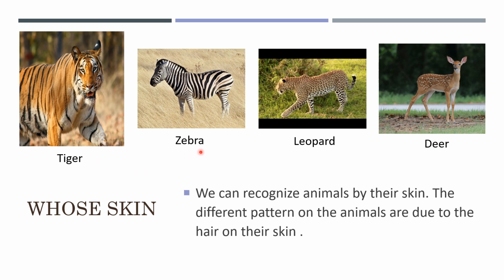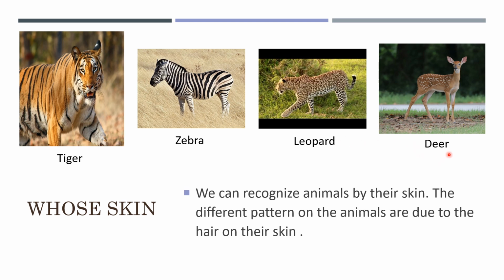In second picture we see zebra. It has black and white long stripes on whole body. He can hide in forest areas from its prey due to this pattern of skin. In third picture we see leopard. It has black spots on its skin, so we can recognize leopard easily.